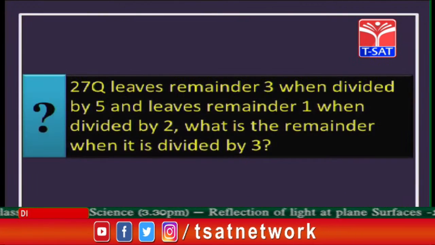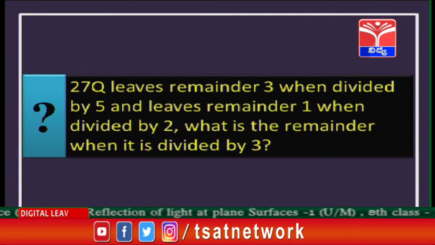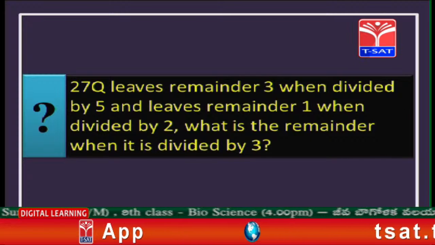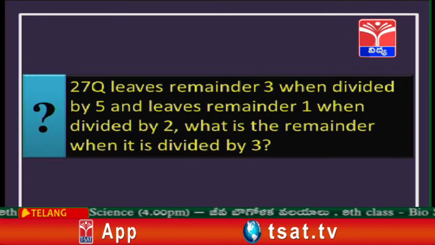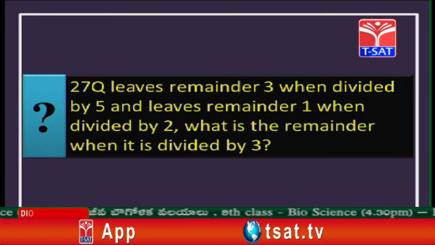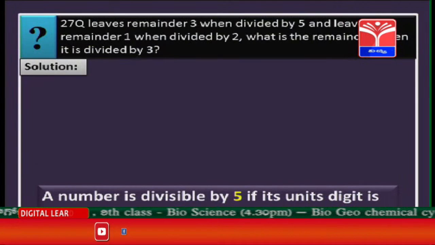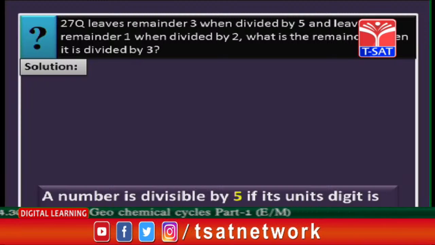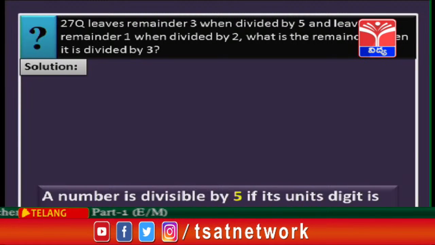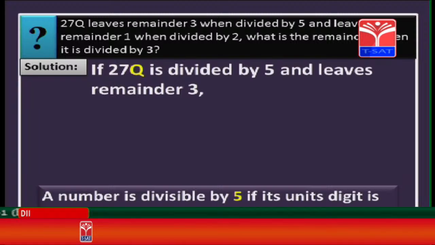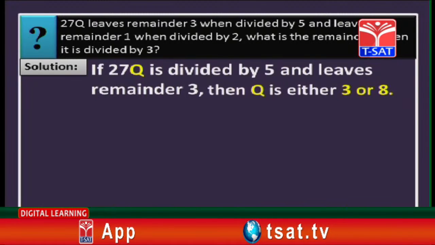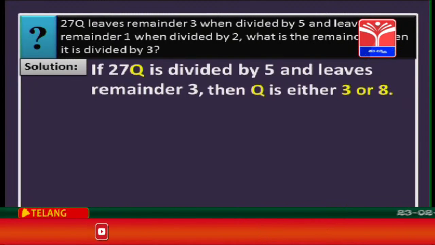Let us move on to our next problem, children. 27Q leaves remainder 3 when divided by 5 and leaves remainder 1 when divided by 2. What is the remainder when it is divided by 3? Let us start with the solution. We have already seen a number is divisible by 5 if its unit digit is either 0 or 5. Hence, when the given number is divided by 5, it is leaving a remainder 3. So, what is the value of Q, children? Yes, either 3 or 8.